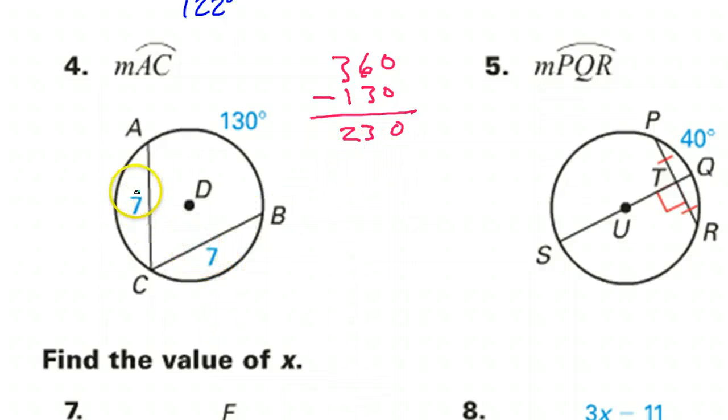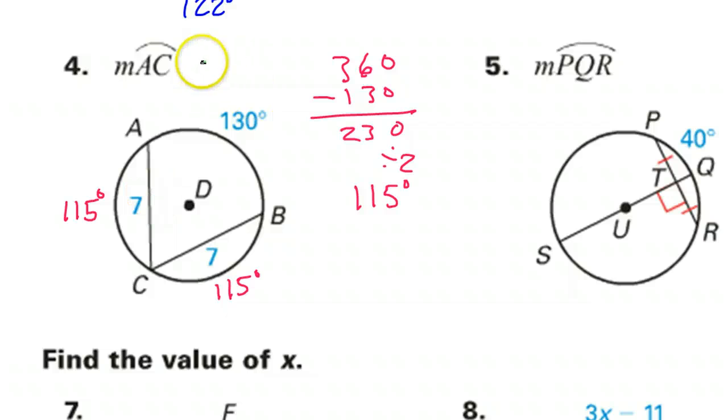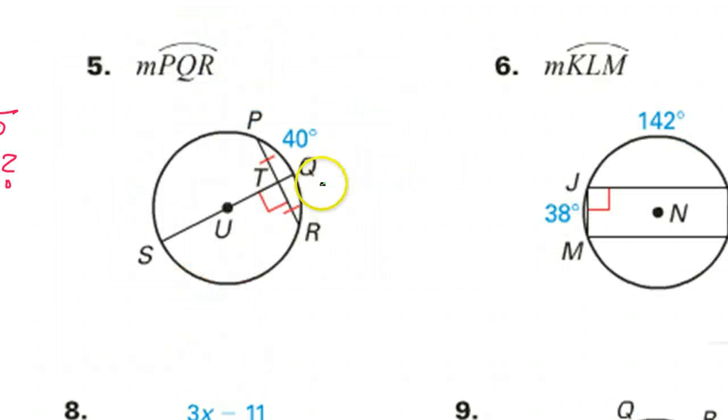Since these chords are congruent, that means the arcs are congruent. So I will just take this and divide by 2, and that will give me each one. So dividing this by 2 is 115 degrees. So that means this is 115 degrees, and this is 115 degrees. But they asked us for the measure of arc AC. So 115 degrees.